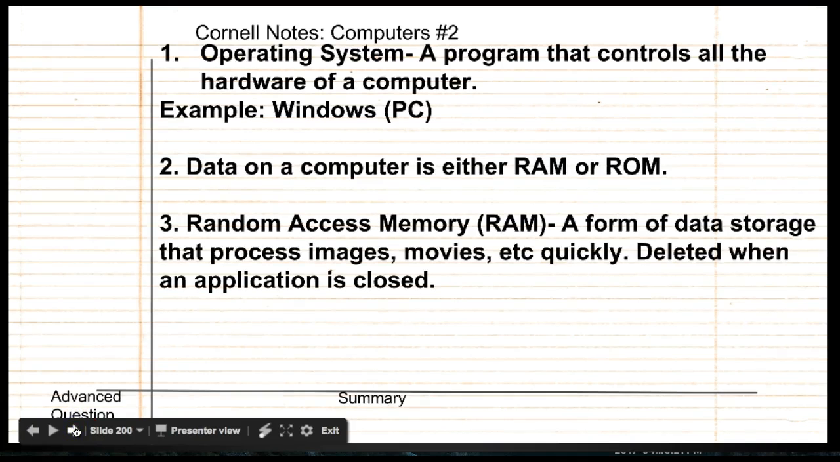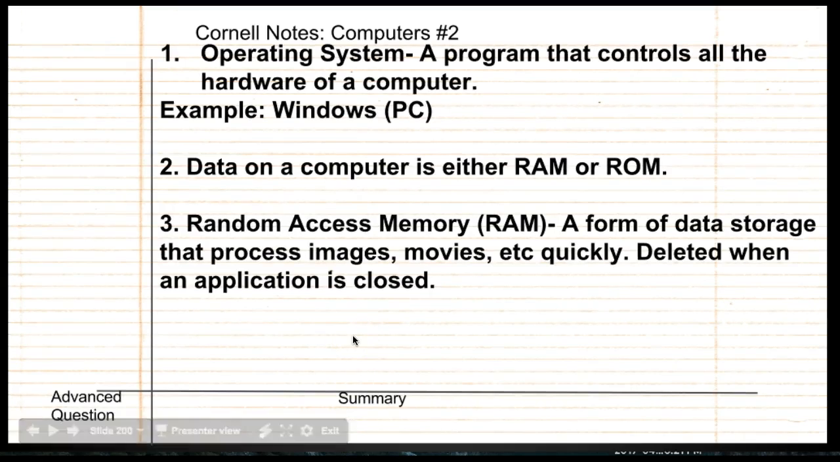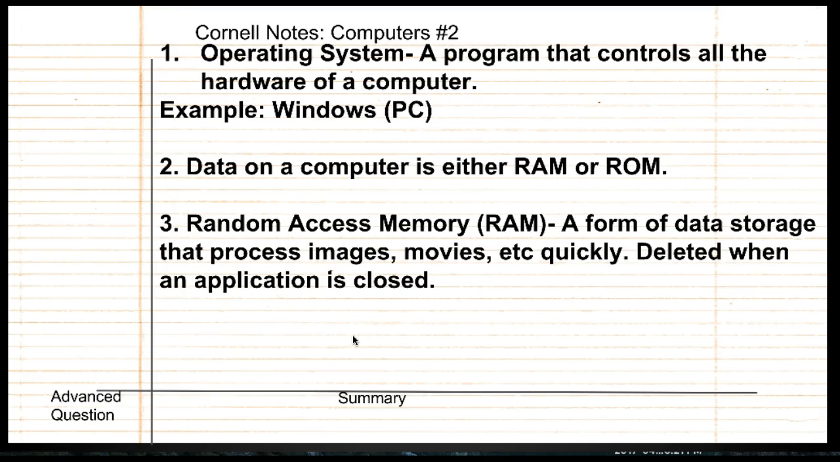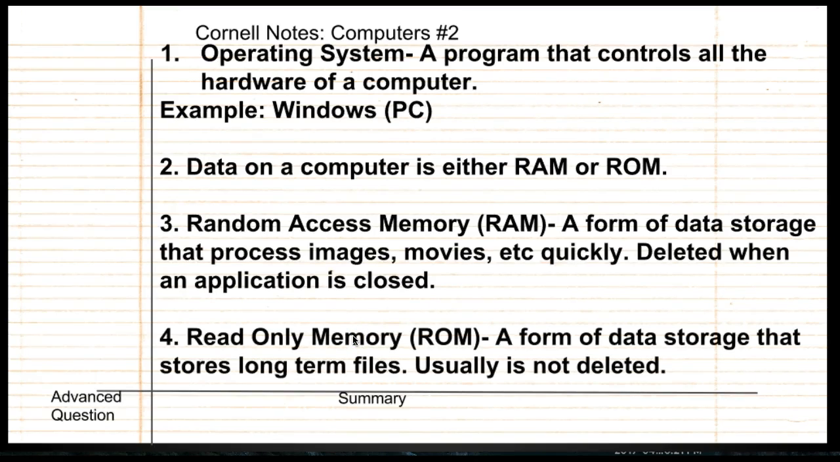So RAM, or random access memory, is a form of data storage and a microchip that processes images, movies, and everything else quickly. But when you close the application, it's gone for a while. You can put it back, but it doesn't save it there. The microchips just have access to the information quicker. Go ahead and think of a question for 3. All right, and let's move on to the last one, number 4, ROM.